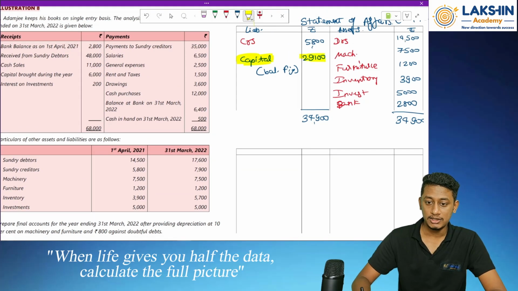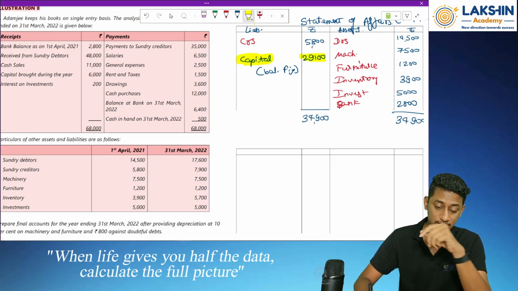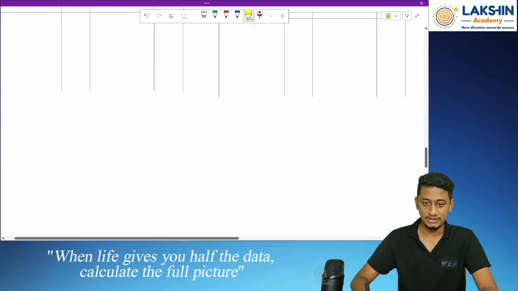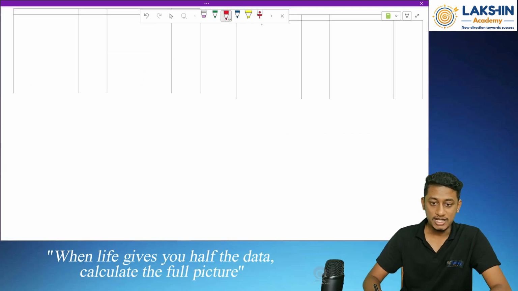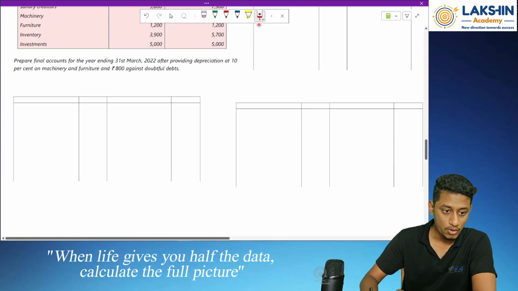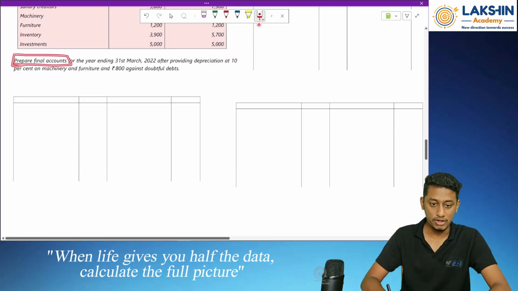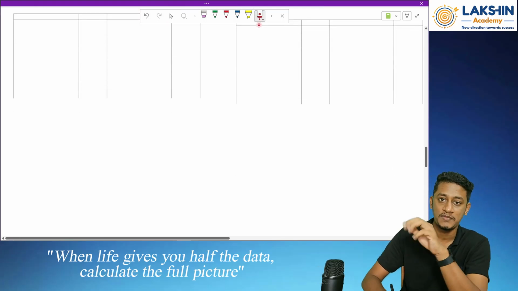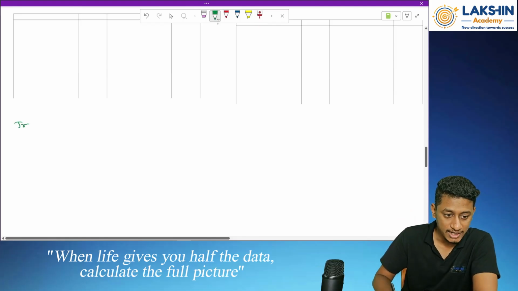Before going further, I will just tell you how to frame your answers. In these kinds of chapters, what you need to do is see the main answer. What is asked to prepare? What they have asked: prepare final accounts. Right, this is the main question. So what you will do in your examination is, see, final accounts will take what? Final accounts will take trading account.